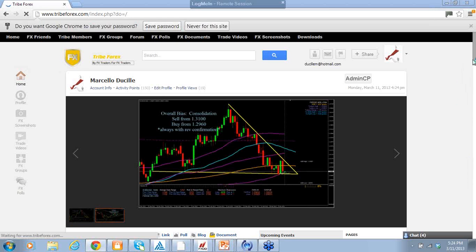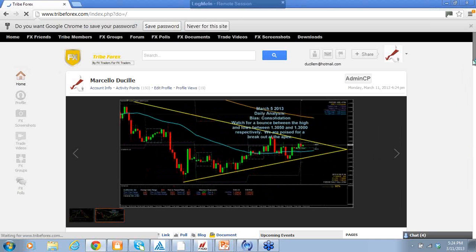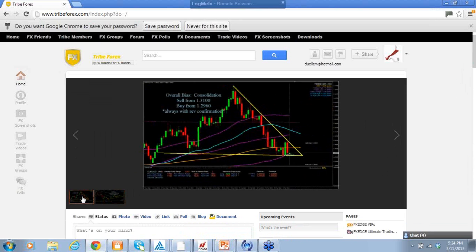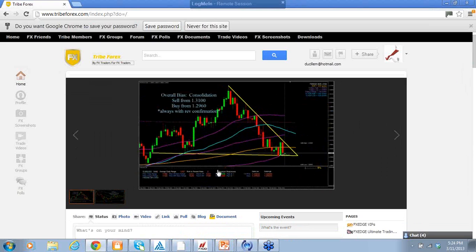All right, so this is the inside of Tribe Forex. This is what it looks like. Basically what we do is we put up the setups and the daily analysis for the day. As you can see, we had an overall bias of consolidation at the beginning of yesterday. And what does that mean?